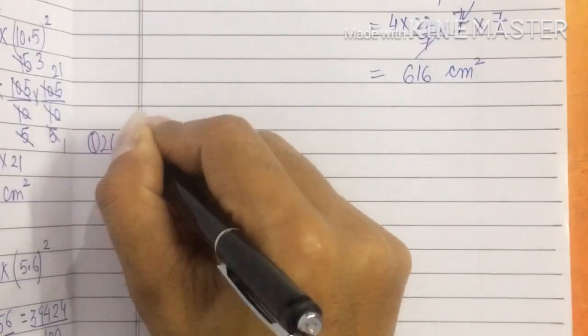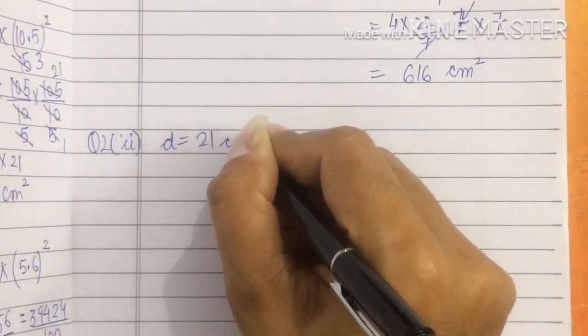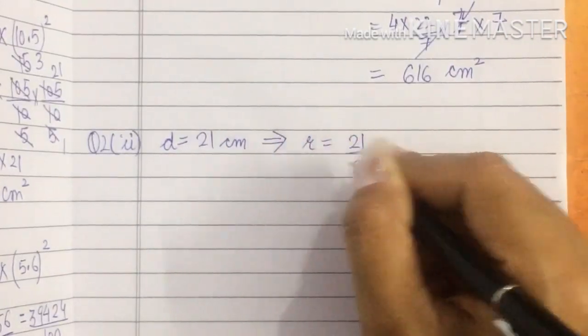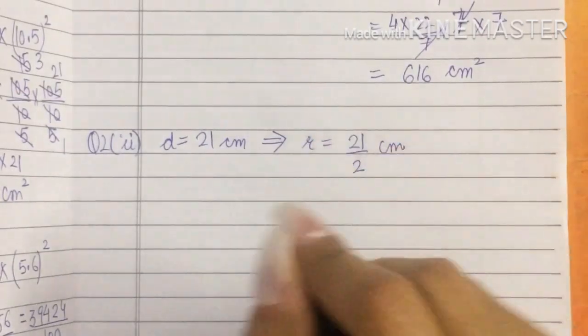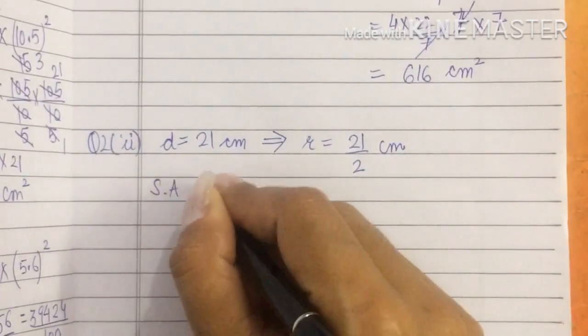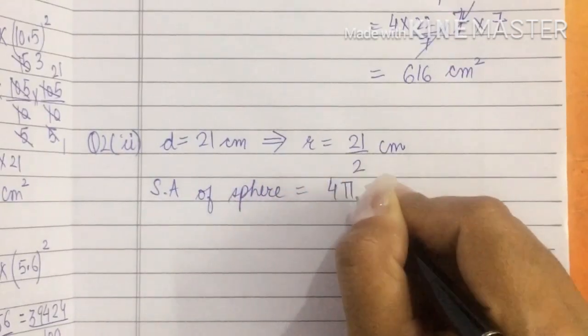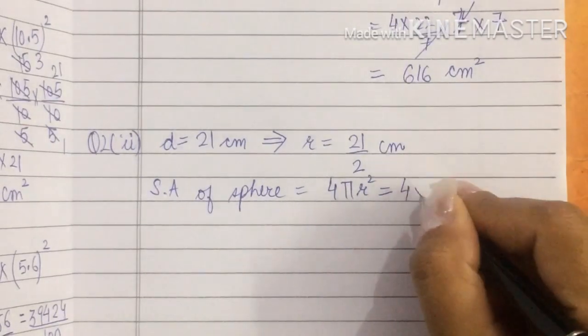Question number 2, second part. The diameter is given as 21 centimeter. This implies the radius will be half of 21. I am not simplifying, I'll use it as a fraction. The surface area of sphere, 4 pi r square. Use the value of pi and r and simplify.